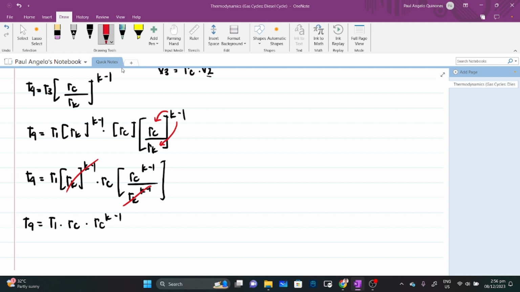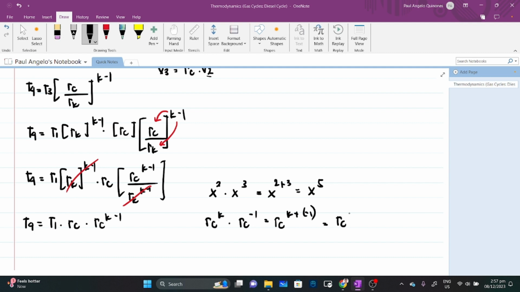Okay? But as you can see here, we can split this up. By law of exponent, if we have the same base multiplied by the same base, let's say we have x squared times x cubed. The first thing that we need to do is copy the base and then add the exponent. So simply this one is x raised to 5. So we can do that here. We can write RC raised to K times RC raised to negative 1. Just copy the base. Since they have the same base, it will be RC raised to K plus negative 1, or simply RC raised to K minus 1. So we can rewrite it as this one.